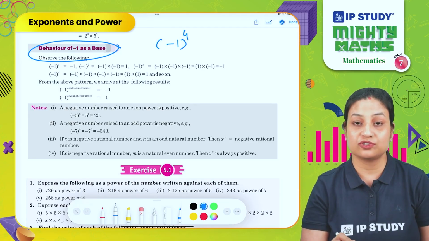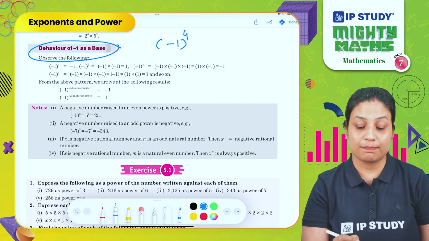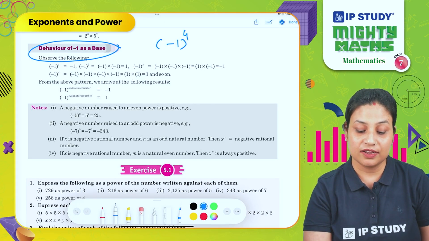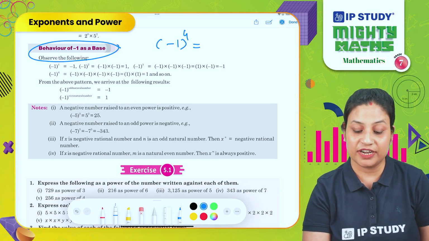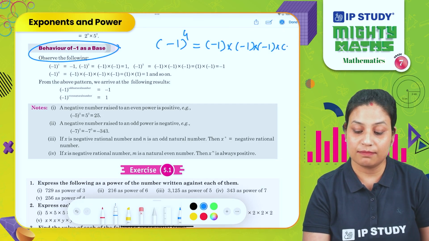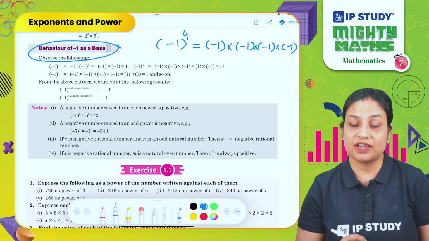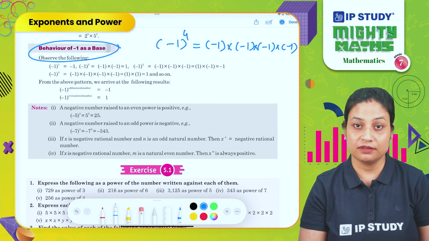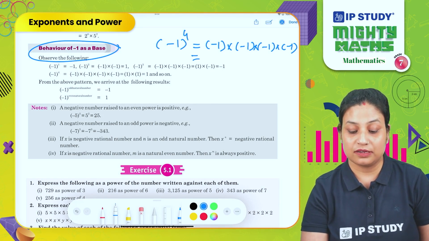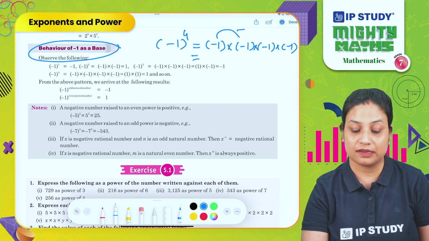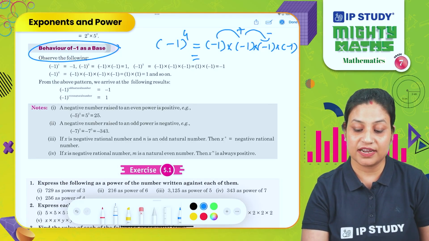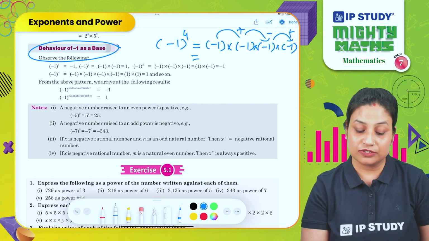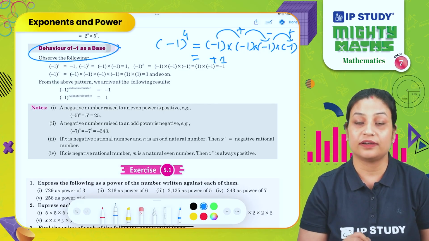So -1 raised to the power of 4, or simply the power of -1 is 4, right? Since the power is 4 here, how many times do we have to multiply? 4 times. So -1, -1, -1 and -1. In the previous chapter, we have already discussed the rules of multiplication of integers, right? So let's apply it over here and check the result. Minus minus is plus, plus minus is minus, and minus minus again we have plus. So the result comes out to be +1, right?